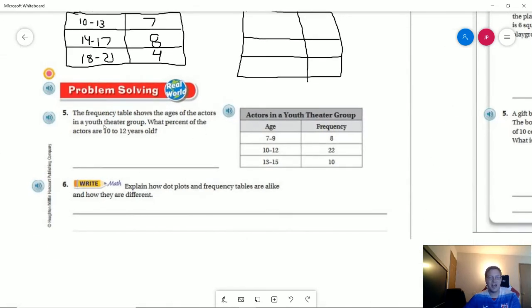So number 5, the frequency table shows the ages of the actors. What percent is 10 to 12 years old? So I have a total of 40 results. So that would be 2.5% per result. So 10 would be 25%. This one would be 20%. Yeah, 2.5% each. So this one would be 20%, 40%, 45% for that.